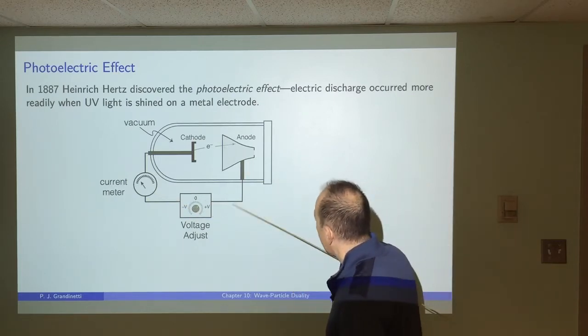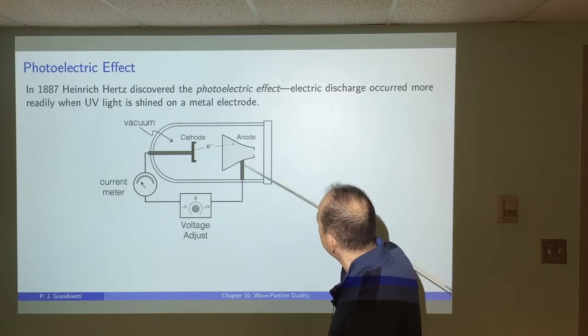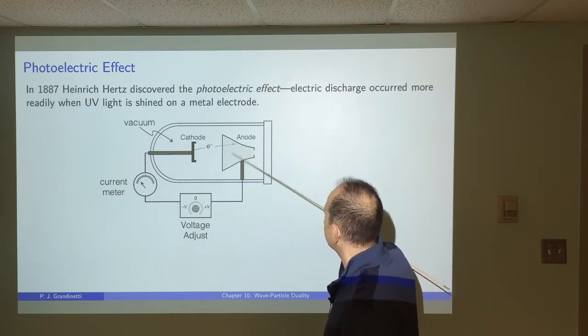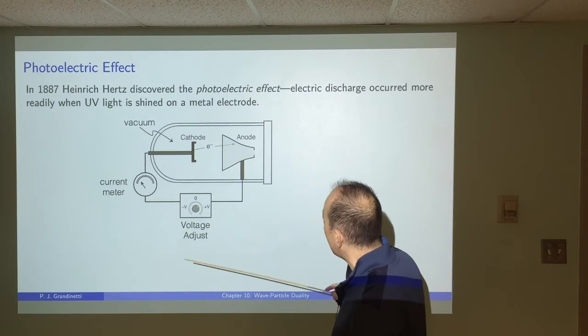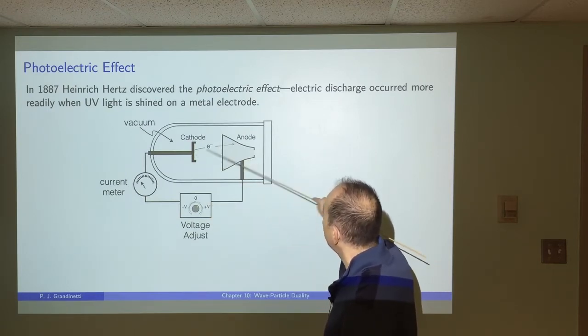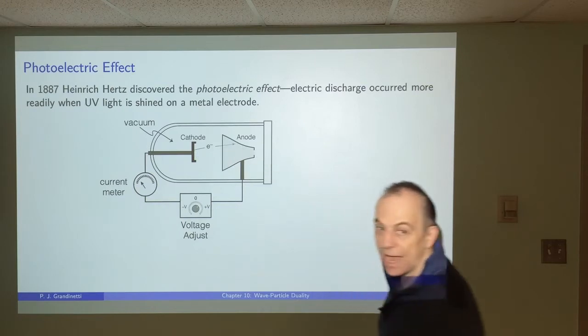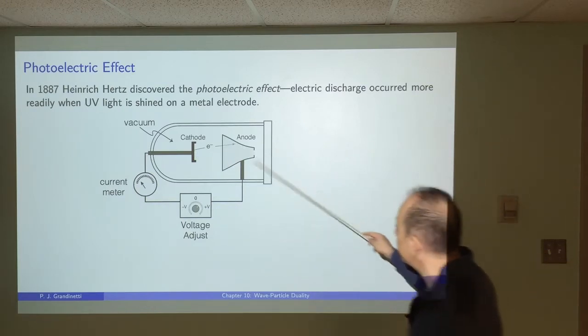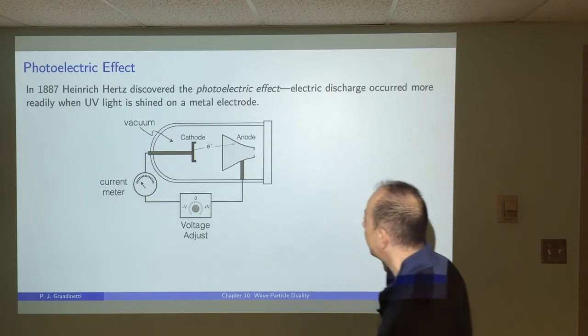So in this apparatus, if you bias the voltage on the anode so that it's positive relative to the cathode, you can eventually reach a voltage where electrons will be pulled from the cathode and attracted to the anode. And once they hit the anode, then you have a current that's flowing in your meter.